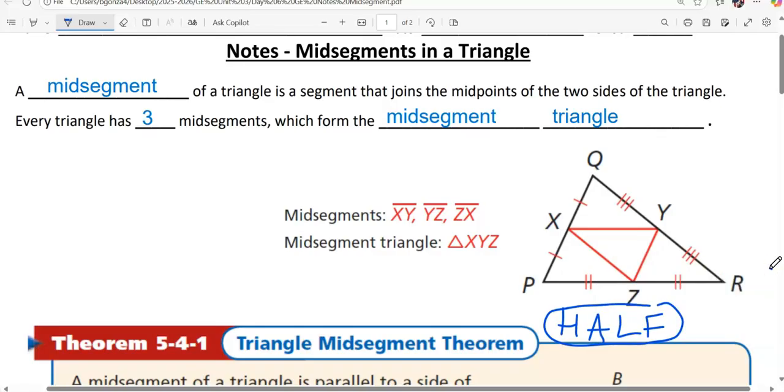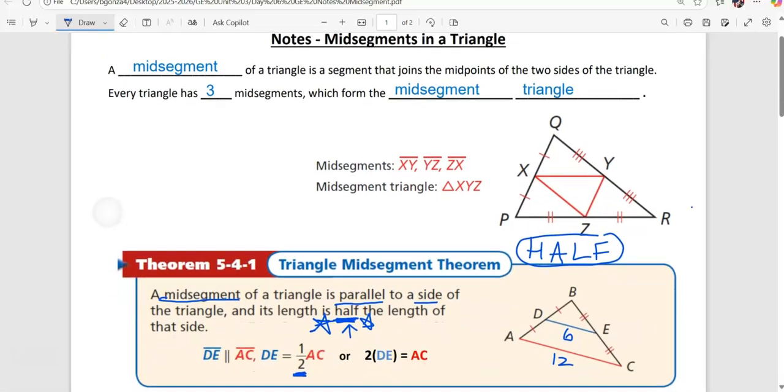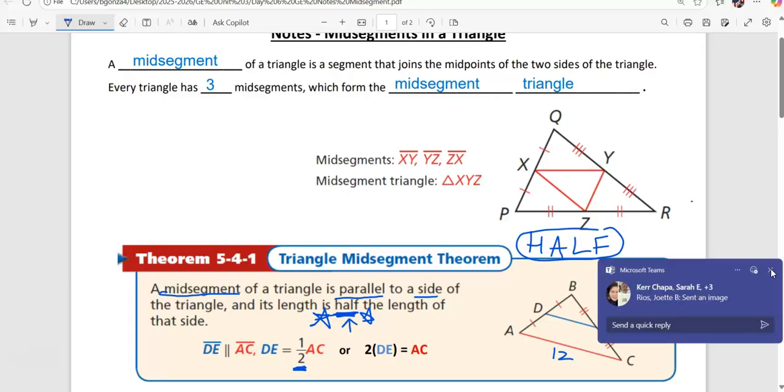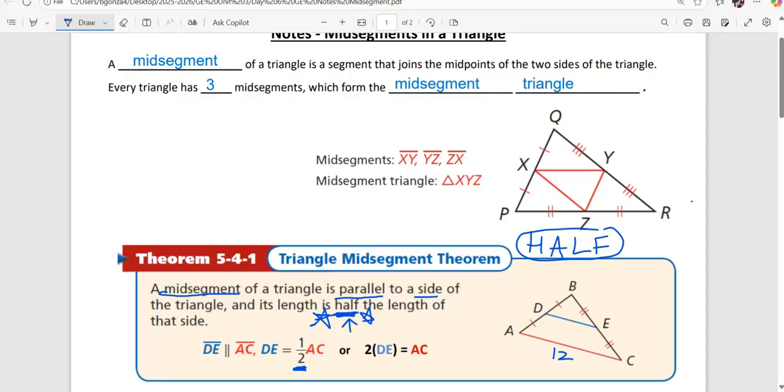All right, so check it out. Here's an example. Let me erase this here. Here's the thing you want to emphasize. Underline midsegment. Okay. Midsegment.